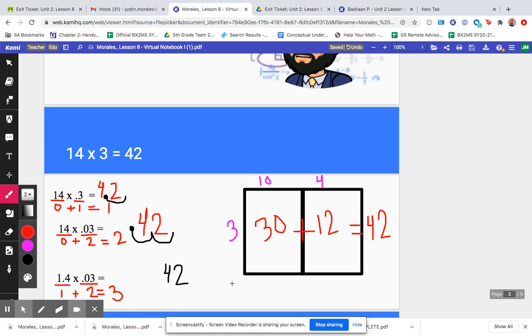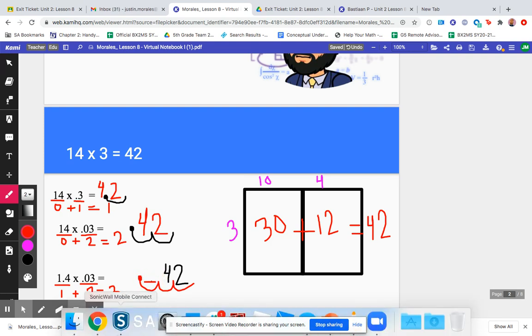So now we need to bring our decimal 3 places to the left. So let's go ahead and write that. So 1, 2, 3. So our decimal goes right here. But you might be confused right now. Wait, Mr. Morales, what digit goes there? There's no number there, Mr. Morales. I am confused.